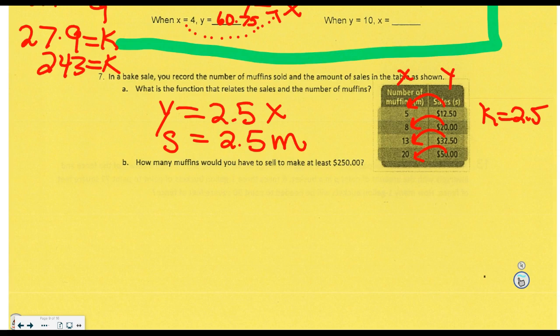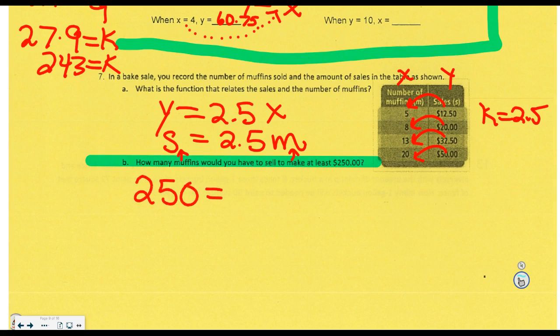So how many muffins would you need to sell to make at least $250? Is that the number of muffins or the money made? The S is the number of muffins. Wait, no, 250 should be S. Yes. So you're going to go 250 has to equal 2.5 times... Yep, use some common sense, Parker. If you didn't hear what he said, wouldn't that just be 100? Yes. So how many muffins do we need to sell? At least how many? 100.